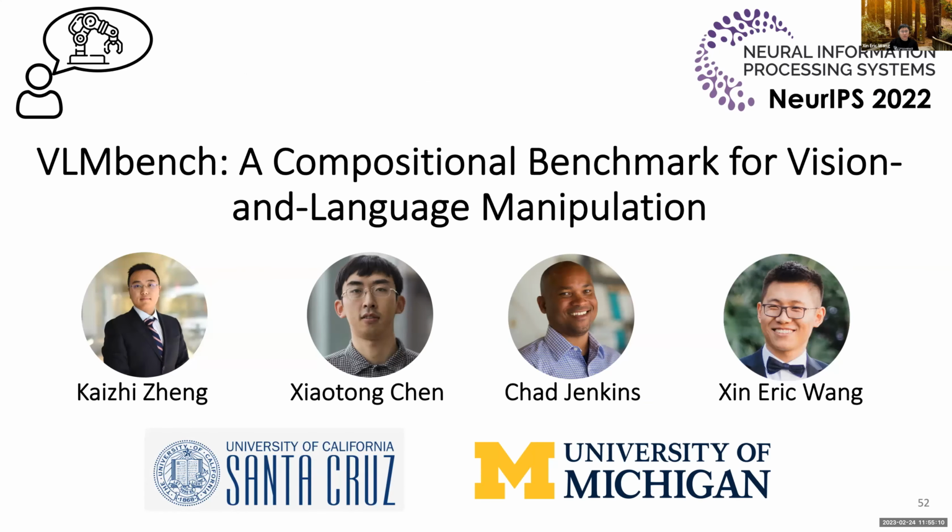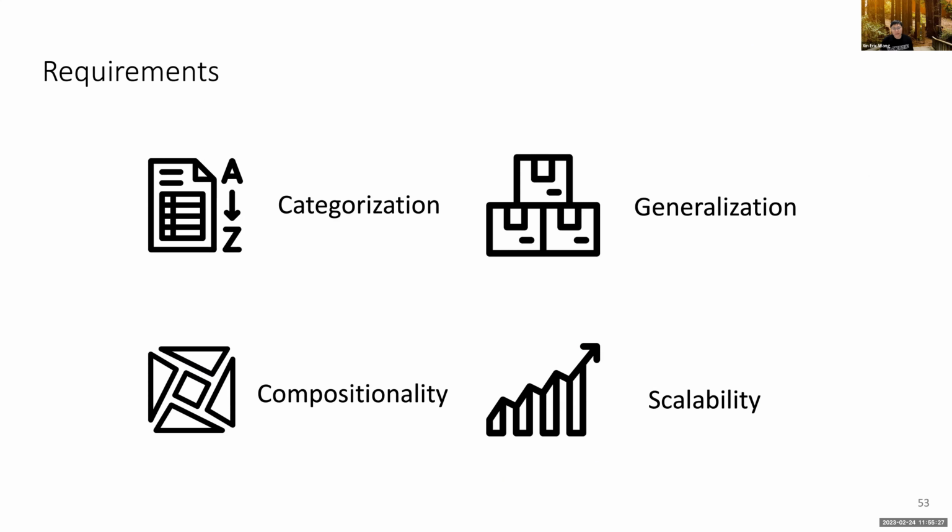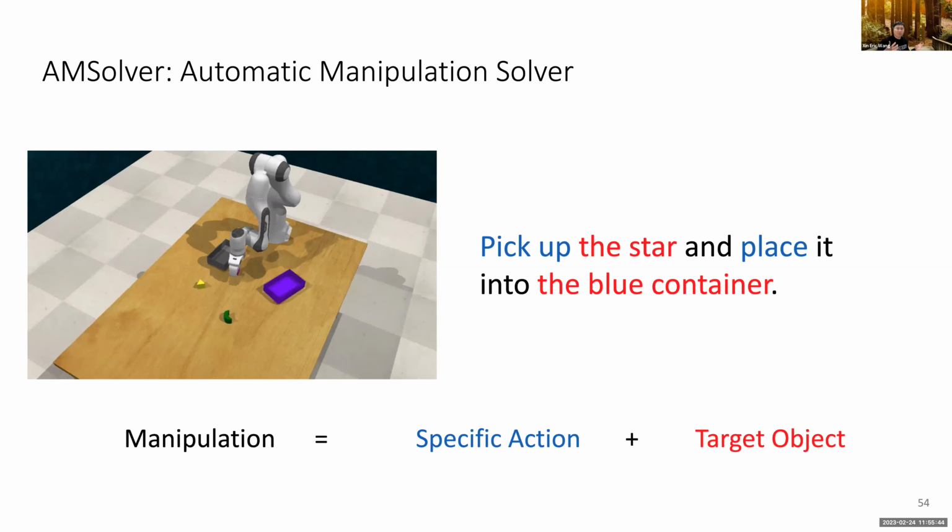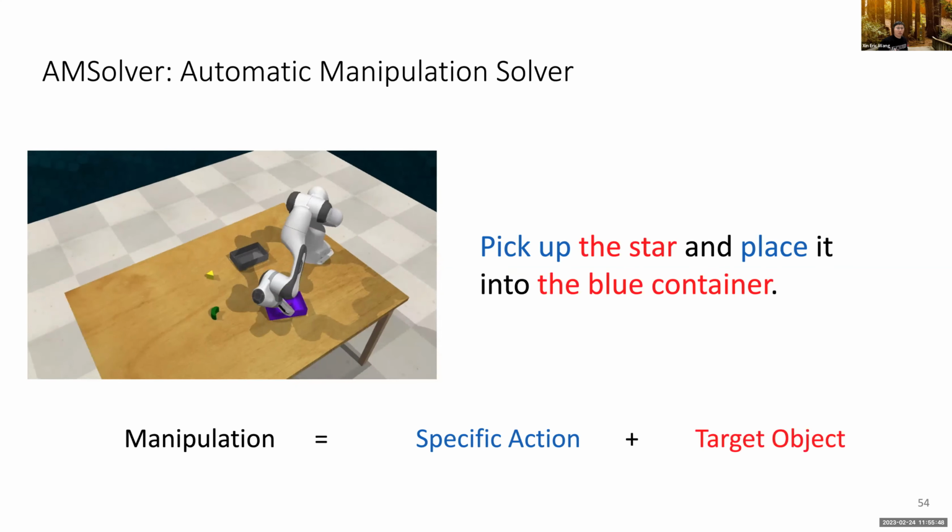Next I'm going to introduce our VLMbench paper, which introduced a compositional benchmark for vision and language manipulation. This is a joint work with U Michigan. Since there are no existing benchmarks for vision and language manipulation tasks, we need to consider four requirements: categorization, generalization, compositionality, and scalability. To do that, first we propose an automatic manipulation solver called the AMS solver, which can automatically generate these compositional tasks and their expert demonstrations.